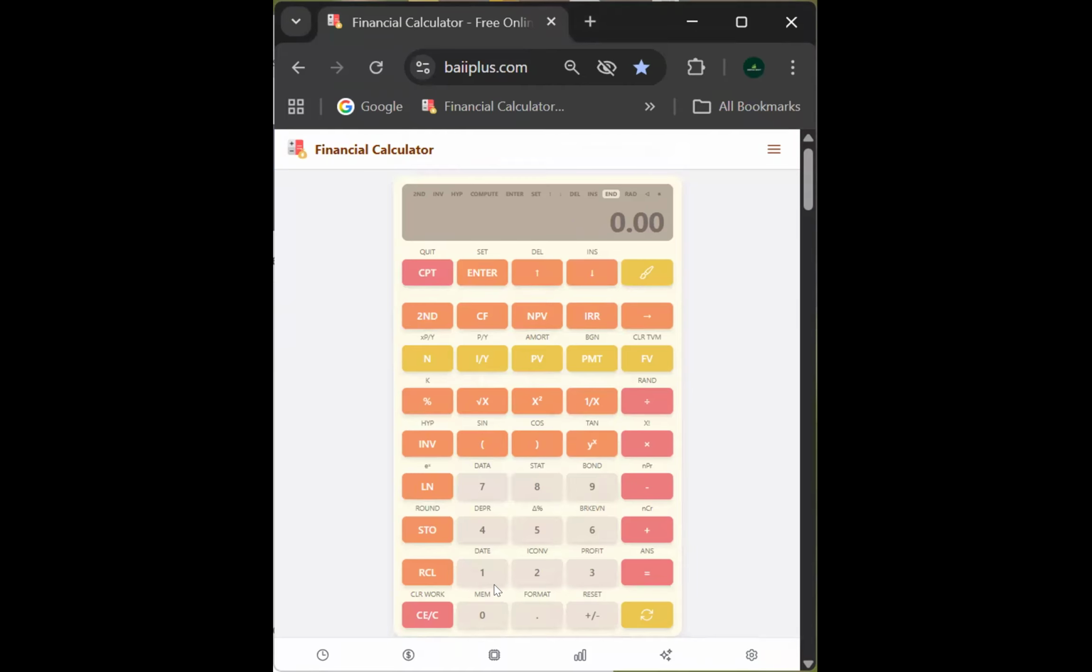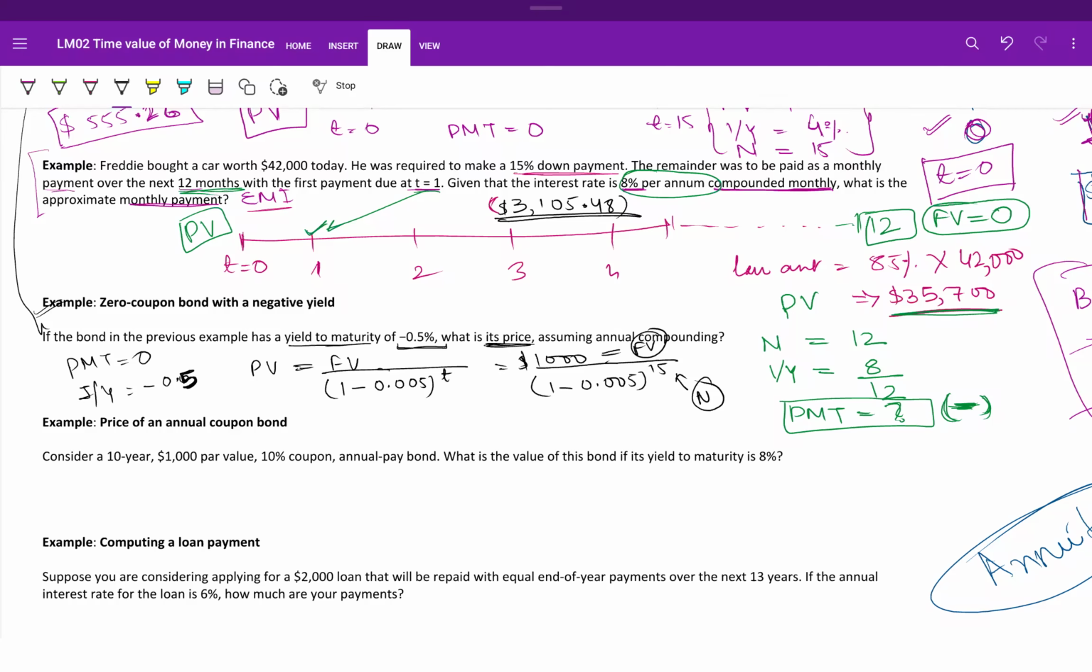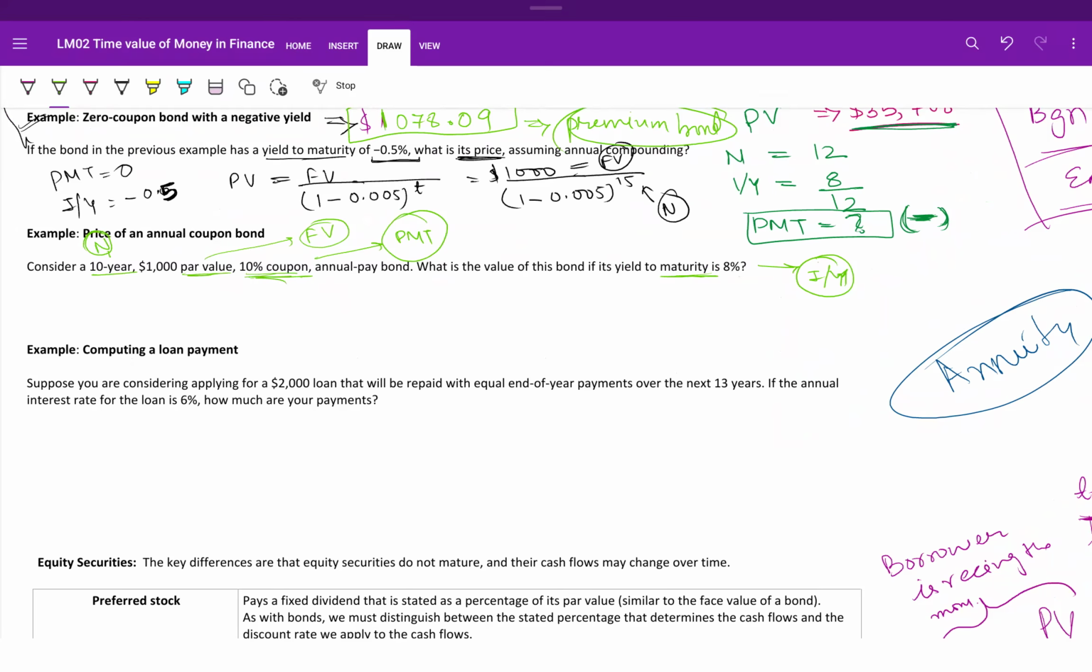Second clear work. So this is a 10-year bond, N is 10. $1000 par value means this is what we are going to get in the future. 10% coupon means 10% of 1000 is 100, so we are going to plug in 100. Yield to maturity I/Y is 8%. Compute the present value. So this bond is going to give us a present value of $1134.20. And this is actually a premium bond.